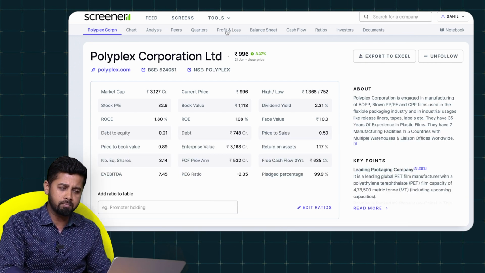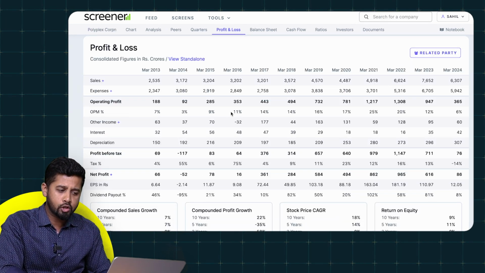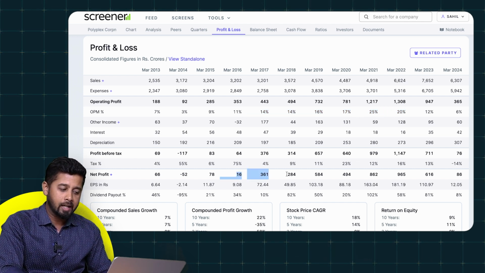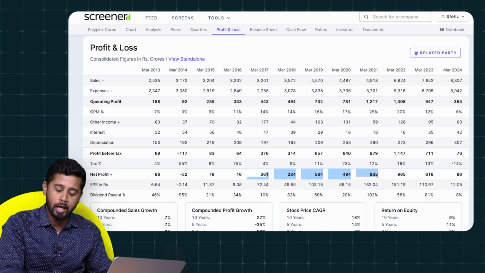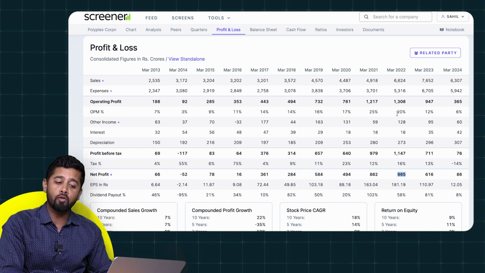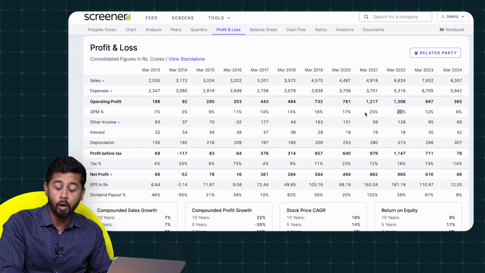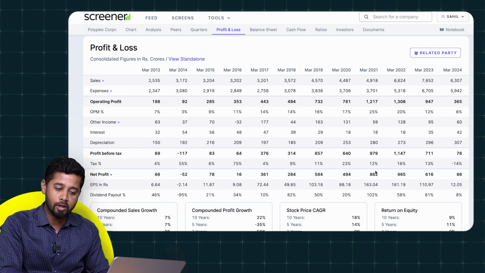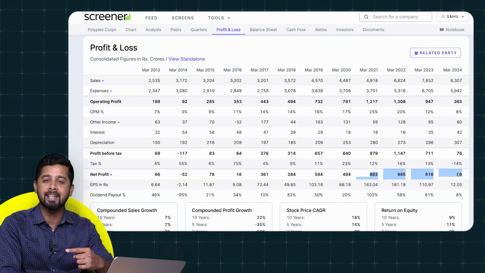Just look at this, during COVID, the company's margins expanded big time from 11-14% to 25%. Because of that, the company's net profit zoomed exponentially all the way from 16 crore, 300 crore to 682 crore, then 965. But then what happened? From 25%, margin fell down to lows of 6%. And because of that, its earnings have fallen from 860 crore to 86 crore.